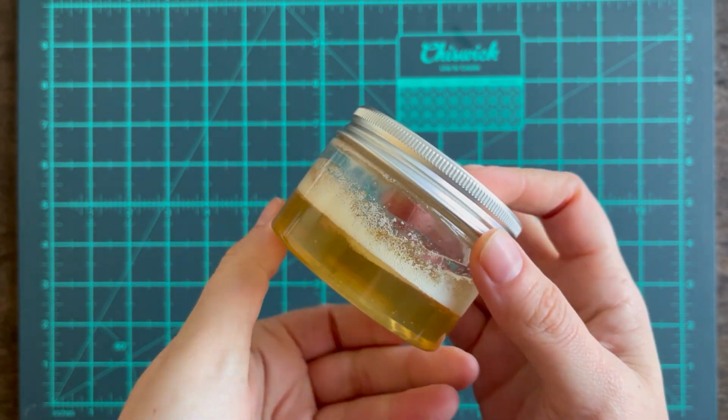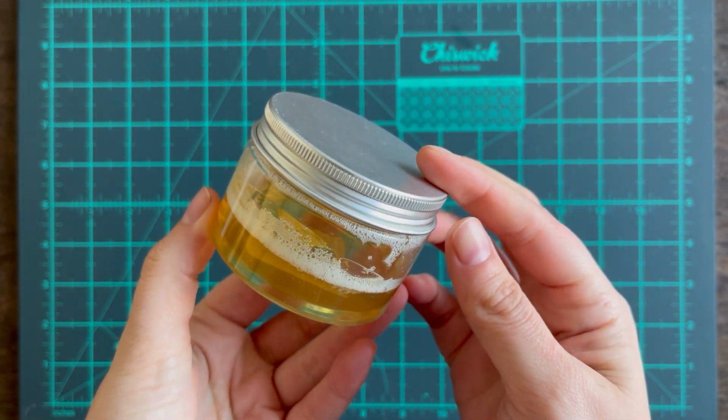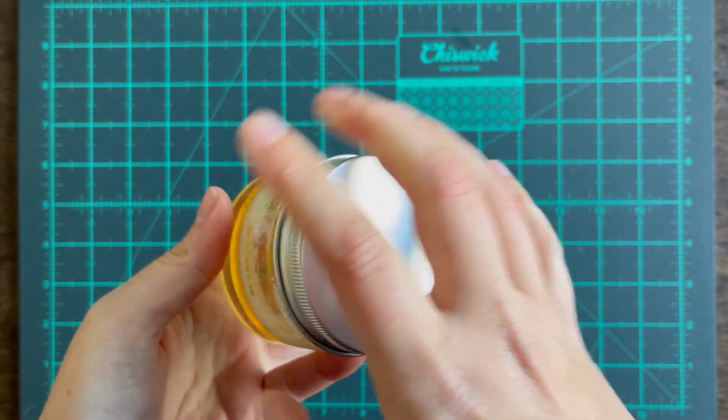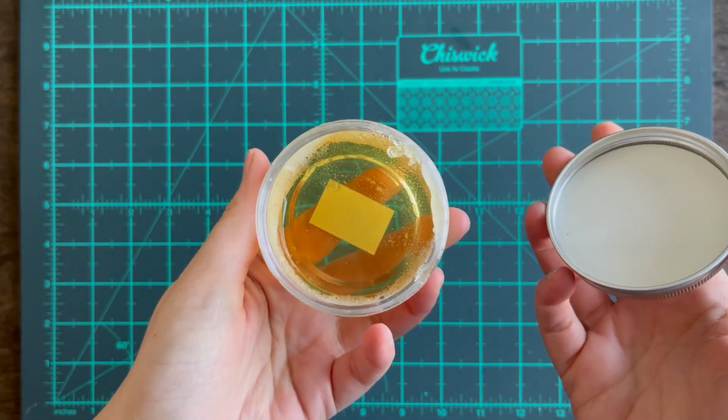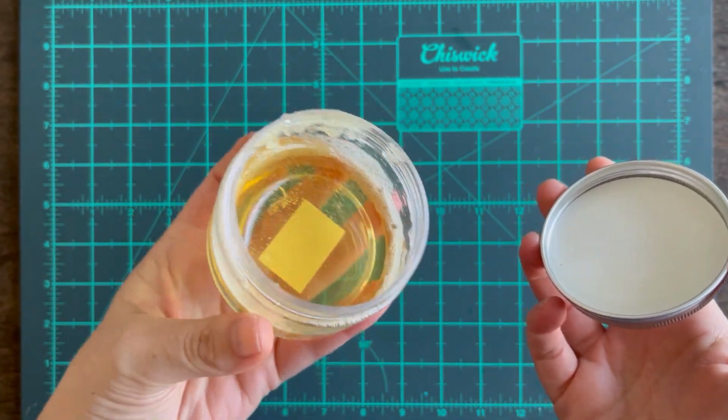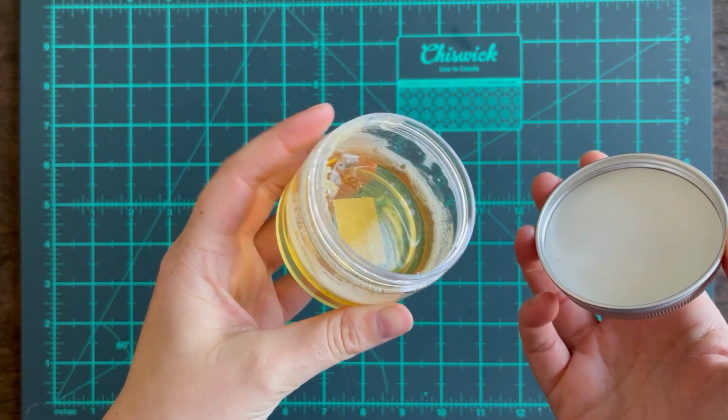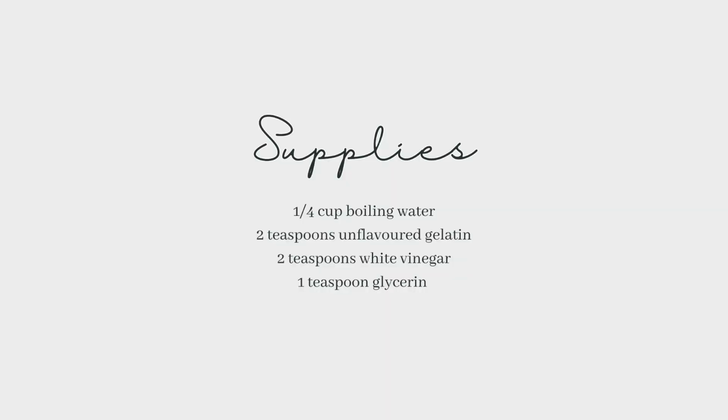For my second notepad, I'm going to use homemade padding compound. This is what it looks like when it's completely gelled, and you can use this over and over again by simply heating it up in the microwave for about 10 seconds. For this, you're going to need 1/4 cup of boiling water, 2 teaspoons of unflavored gelatin, 2 teaspoons of white vinegar, and 1 teaspoon of glycerin. Gelatin can be found in the baking aisle of grocery stores, and glycerine can be found at a pharmacy or grocery store.